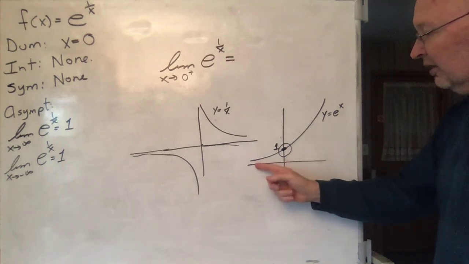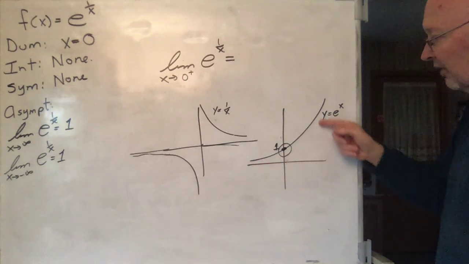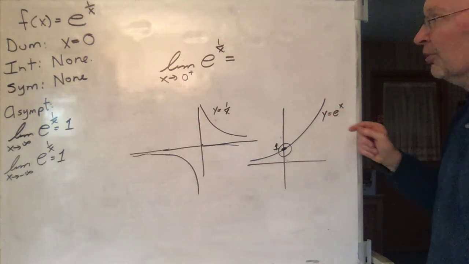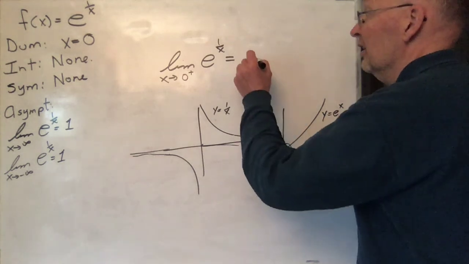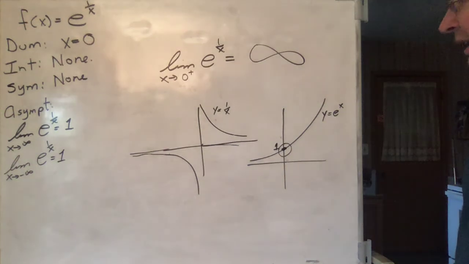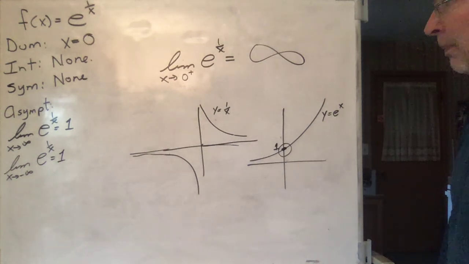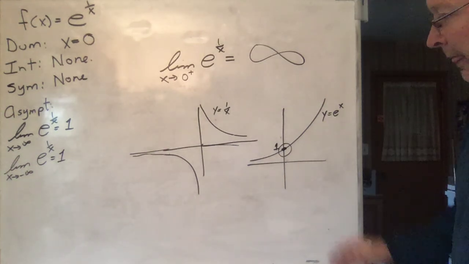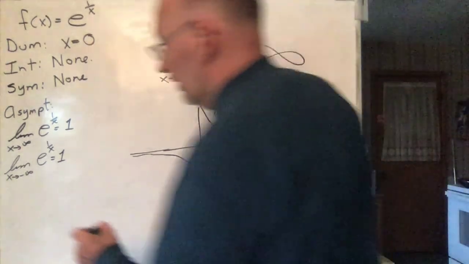Here's e to the x. You take that to big positive numbers and look at what comes out. Huge positive numbers. It's going off to not only infinity, but infinity fast. So there's the answer there.